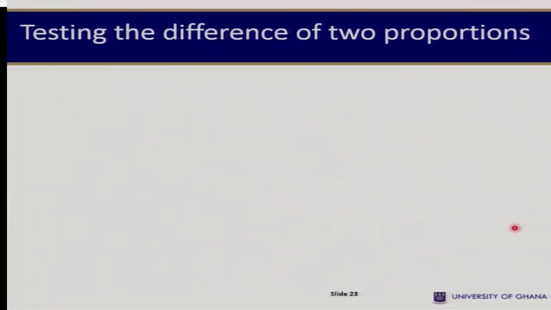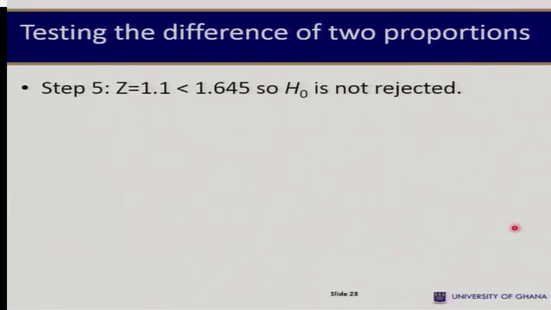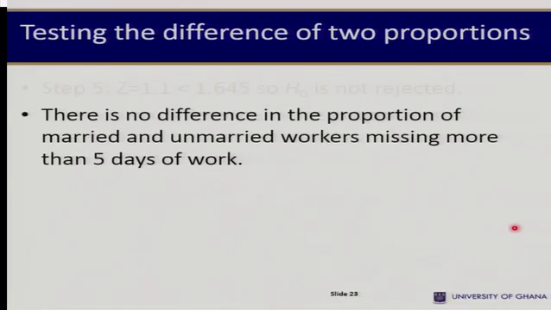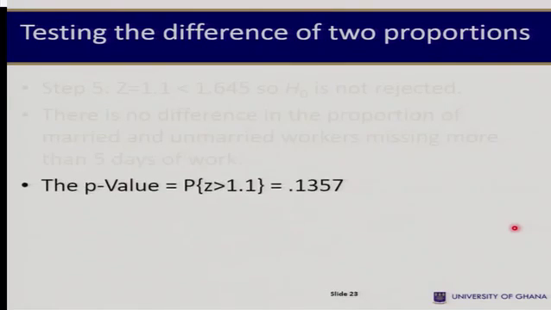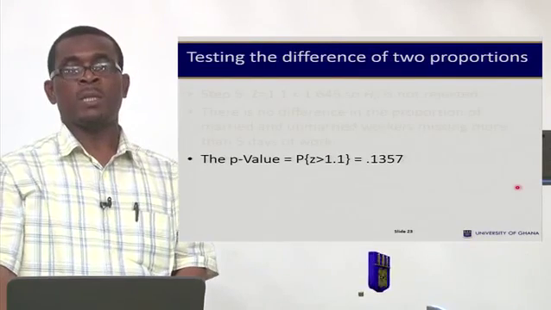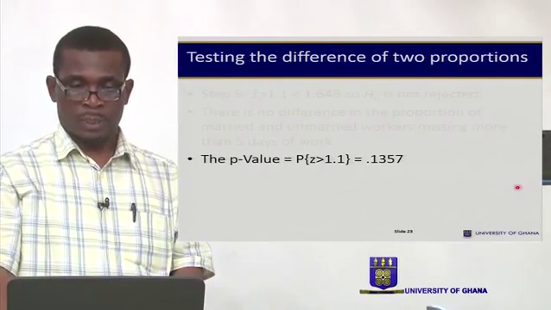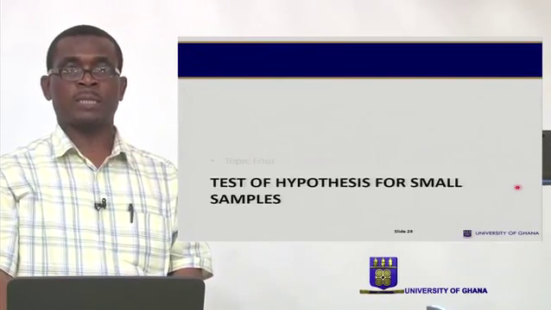Now, this z of 1.1 is less than 1.645. So the null is not rejected. And the conclusion is that there is no difference in the proportion of married and unmarried workers missing more than 5 days of work. Another way is to use the p-value approach, where the p-value is greater than the significance level, so we do not reject.